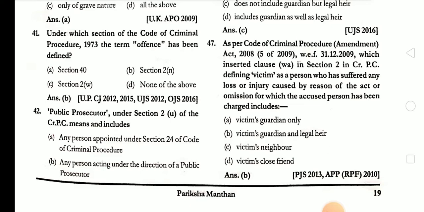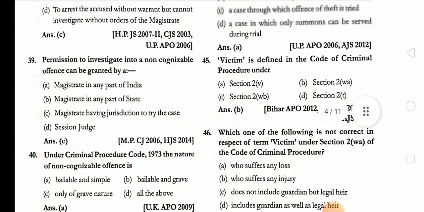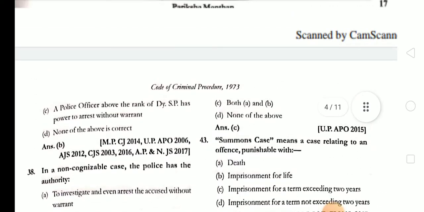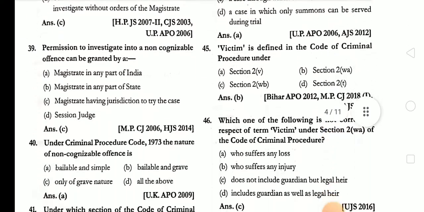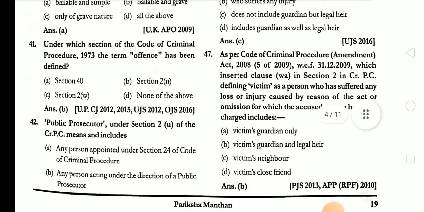Next question. Public prosecutor under section 2 subclause U of CRPC means and includes, and here the answer will be C, both A and B. So let's read both. Any person appointed under section 24 CRPC or any person acting under the direction of a public prosecutor. So both will be included in the definition of public prosecutor.